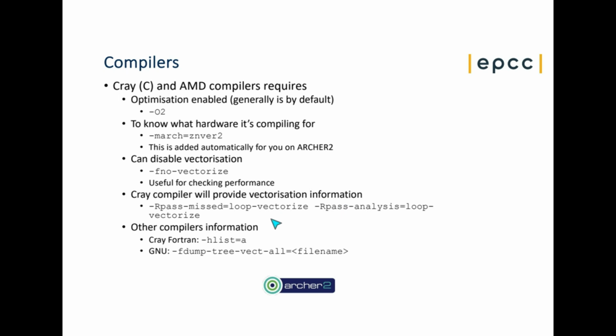For other compilers, so for Cray Fortran, for example, the listing flag that you want is -hlist=a. That gives you an annotated version of the source code telling you what it did. GNU is not so great. There are some flags that you can use, but the output tends to be very long and not very easy to interpret.